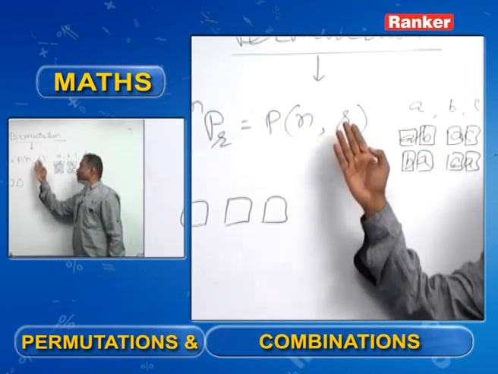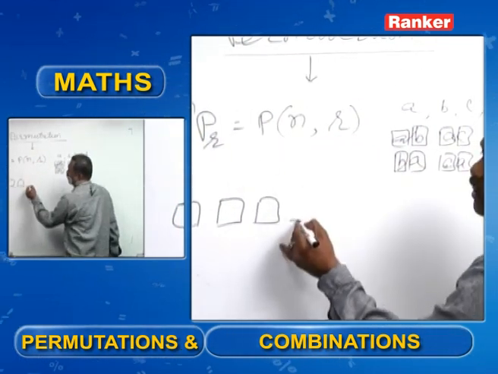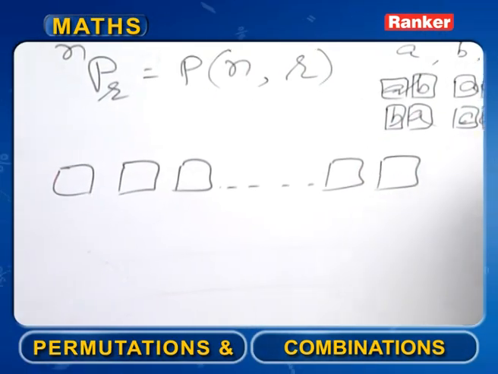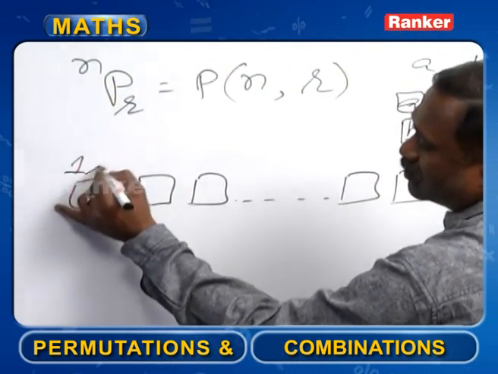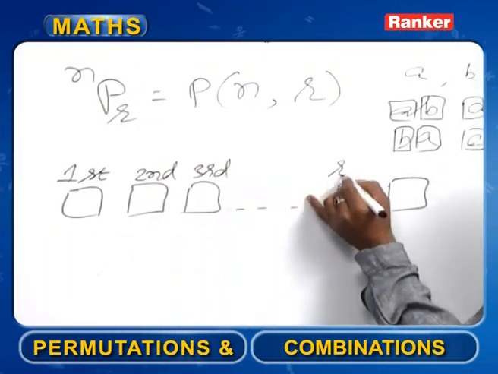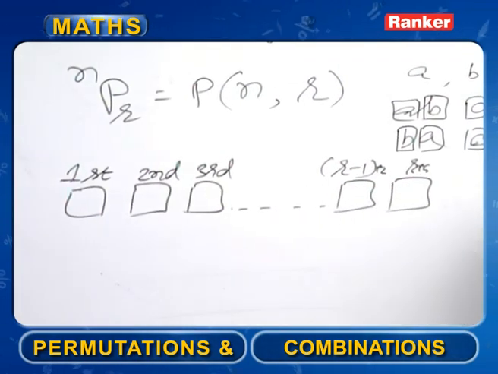Similarly, for N things, when R things are to be taken, how many blank places will there be? You will have R blank places. This is first, this is second, this is third, this is R minus 1th, and this is Rth blank place.